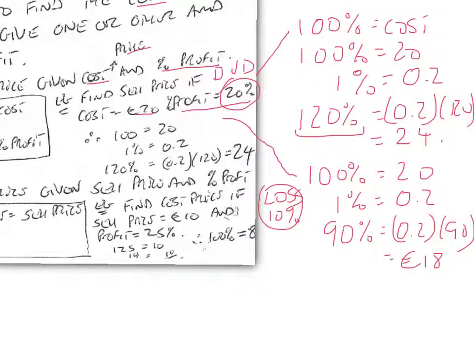So they bought the DVDs for 20 euros, the cost price, and the selling price was 18. So, you know, they made a loss of 10%. They made a loss of 2 euros each time they sold one, which can happen.